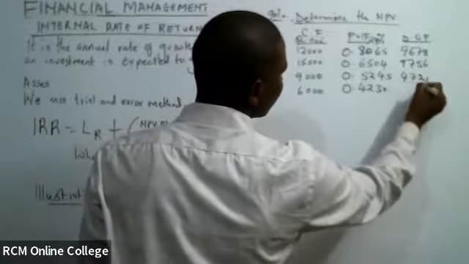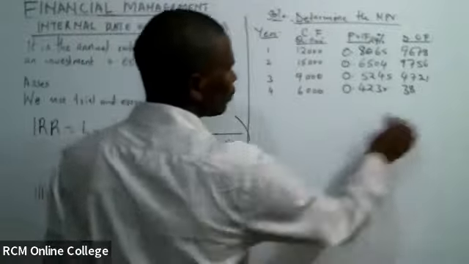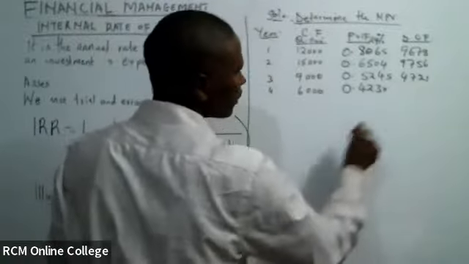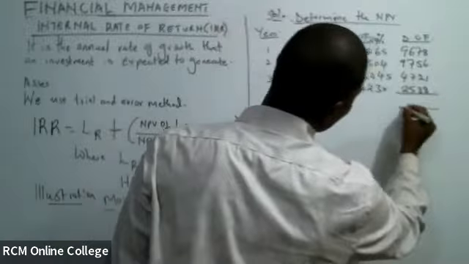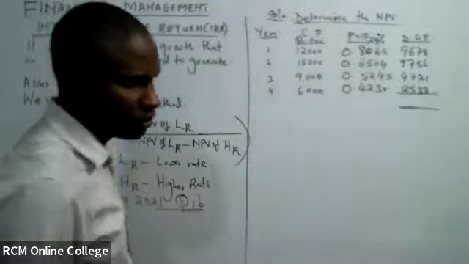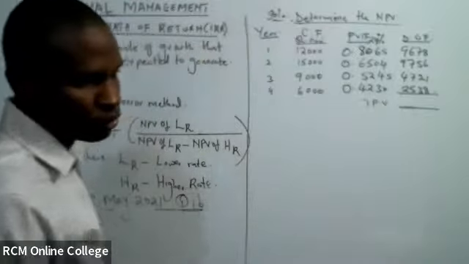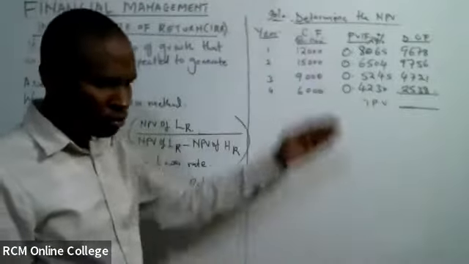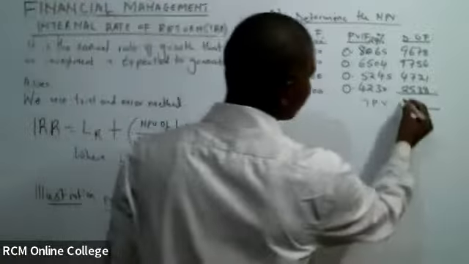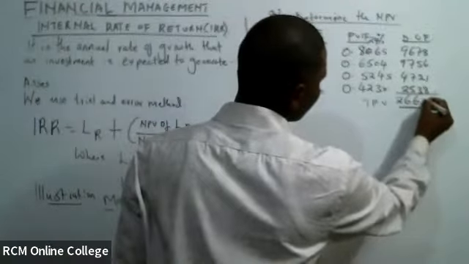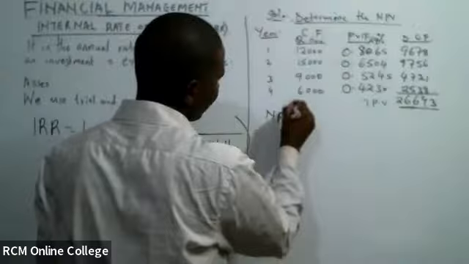4721. Alafu 38. Why am I interchanging? 2538. Tuongeze hiyo, will be the first one to give us the total present value. Present value, wacha tuone, will be the first one kuchapa hiyo. Hiyo speed ni muhimu. 26,693. Great. Now we get the NPV using the higher rate.